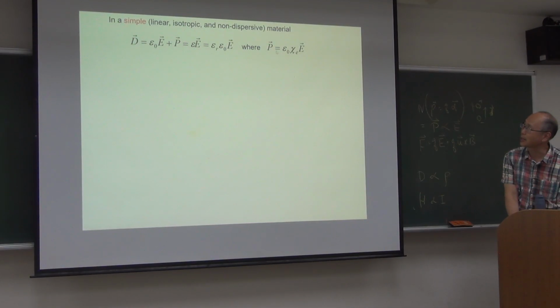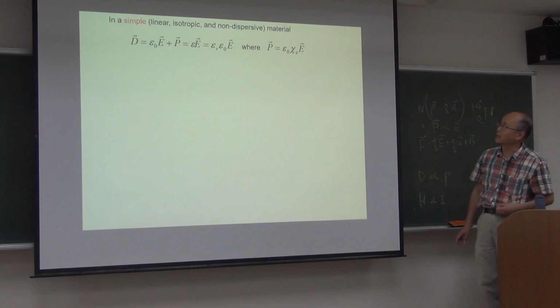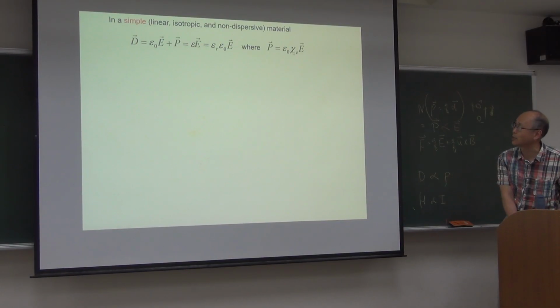Isotropic material means that this chi-E, the electric susceptibility, does not depend on the coordinate. This is just a constant, not a function of x, y, z, and not related to the direction of the electric field, basically. Non-dispersive means that the response does not depend on the frequency. But later we're going to introduce dispersion into this expression.